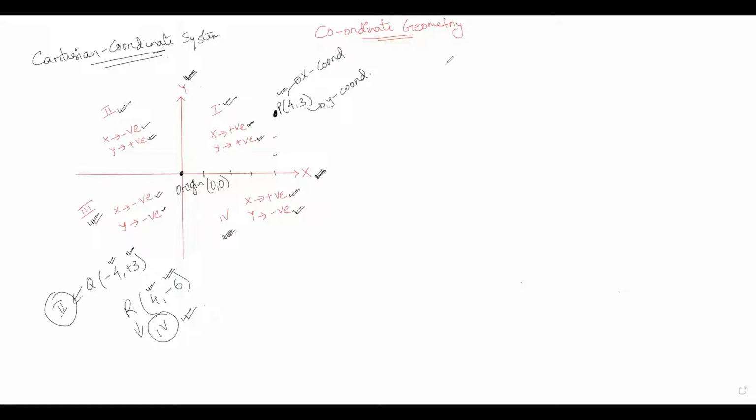Now say if I have 2 points, say the first point is A whose coordinate is x1, y1 and another point B whose coordinate is say x2, y2, then we can find the distance between these 2 points. And that distance is given by under root of (x2 minus x1) whole square plus (y2 minus y1) whole square.